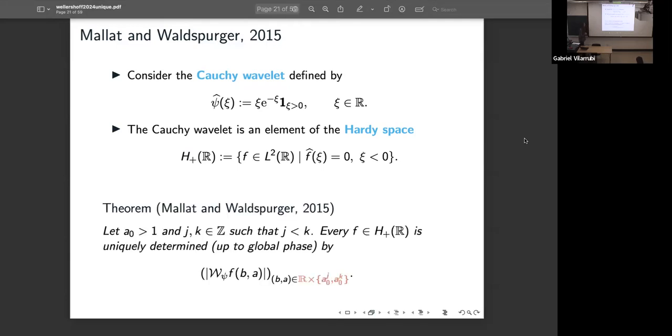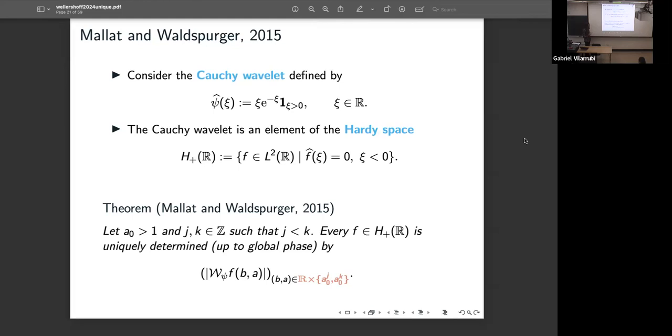What Mallat and Waldspurger prove is that if you have any a0 bigger than 1 and any two scales j and k, and I assume that j is strictly smaller than k, but that doesn't matter, you could switch the roles of the two. So basically, pick any j and k that are not the same. Then every element of the Hardy space is uniquely determined, up to this equivalence relation that I defined before, by the magnitudes of the wavelet transform at r times a0 to the j, a0 to the k. Okay? So this is what they prove.